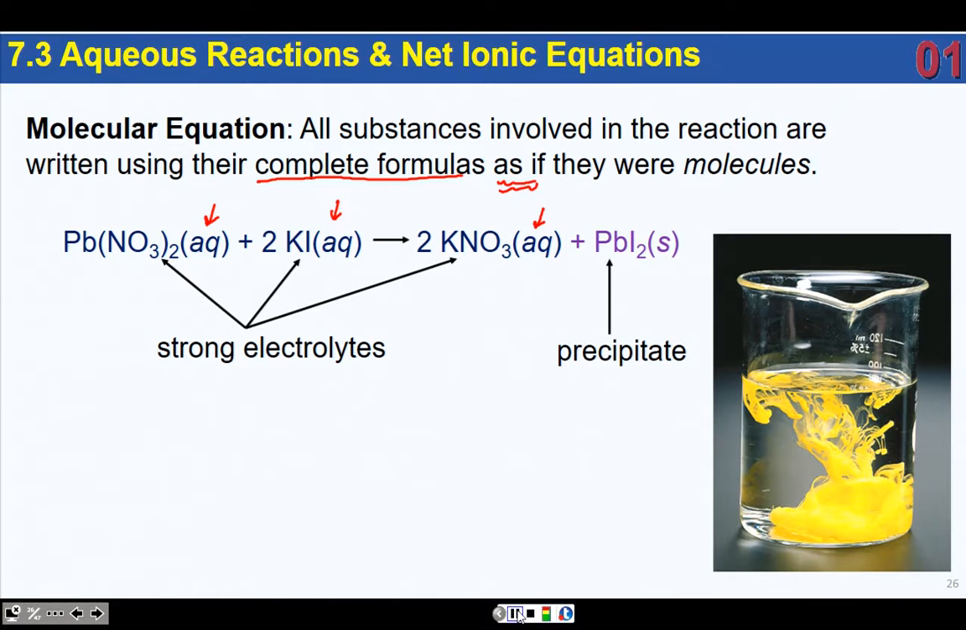Now, noting from previous information that certain things are going to be strong electrolytes and certain things are going to be precipitates, and I haven't given you the rules for them yet, we will recognize that the lead iodide has to become a precipitate in this example and is listed as solid. The other three things are listed as aqueous because in fact they are aqueous ions and they are strong electrolytes. But the molecular equation lists all species of the reaction as though they were molecules.